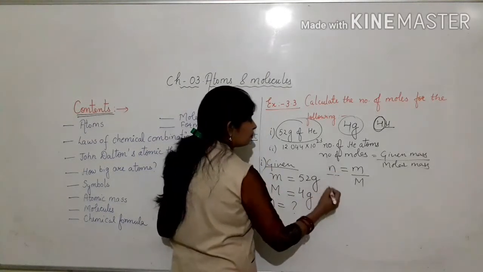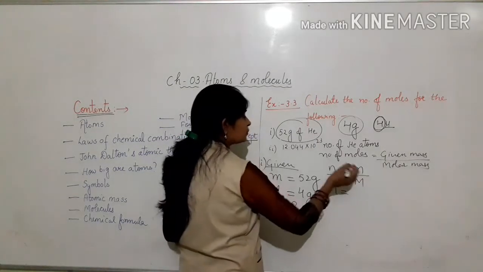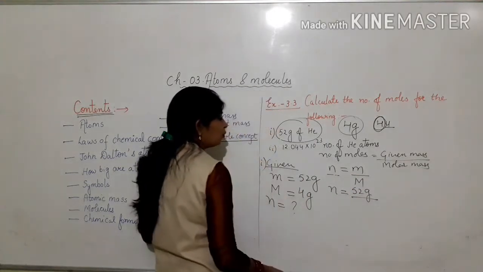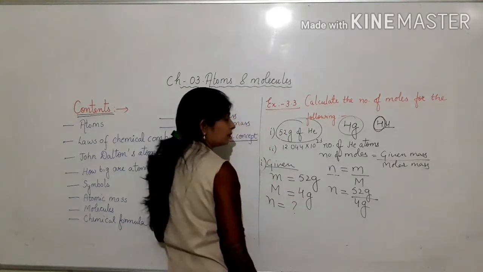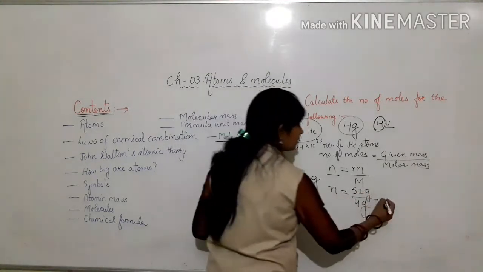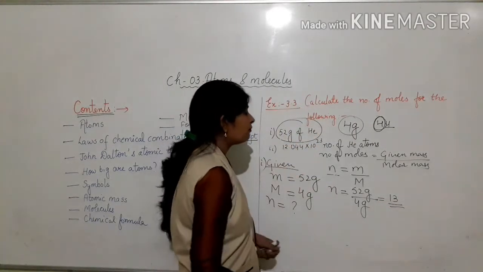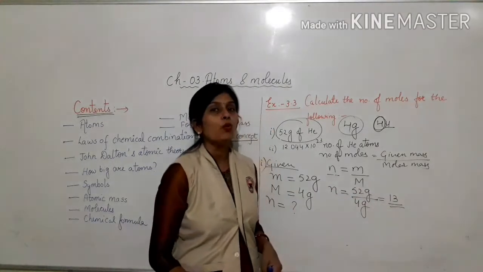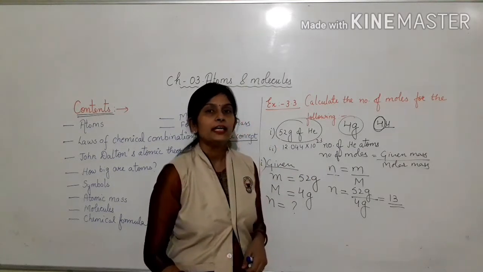Now, the number of moles n we have to calculate is equal to given mass, small m, 52 gram, upon molar mass, capital M, which is 4 gram. Now divide 52 gram by 4 gram. We have 13. So what is the number of moles? 13. So total 13 moles are present in 52 gram of helium.